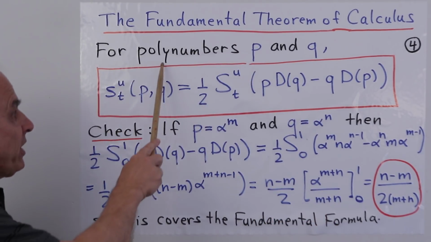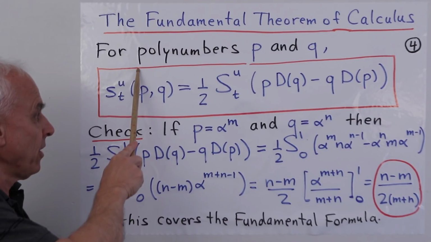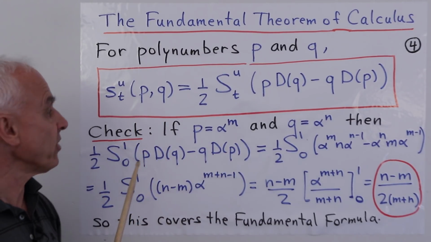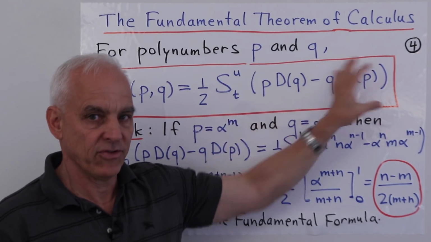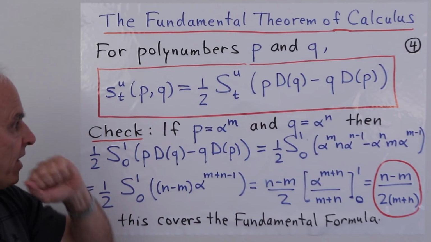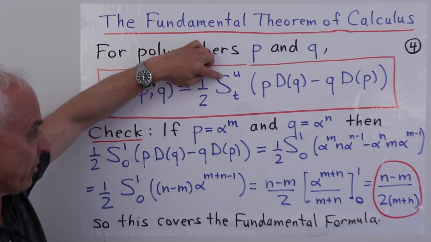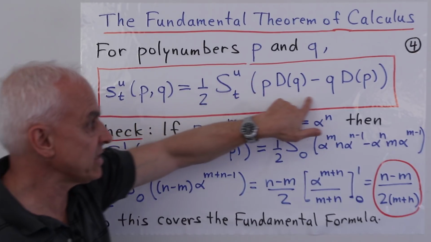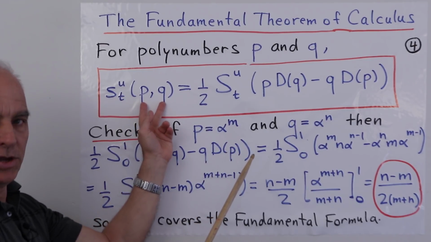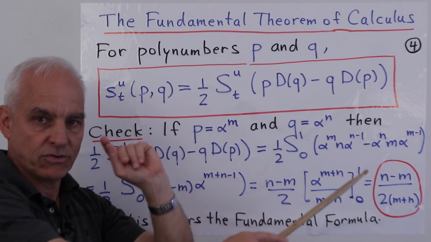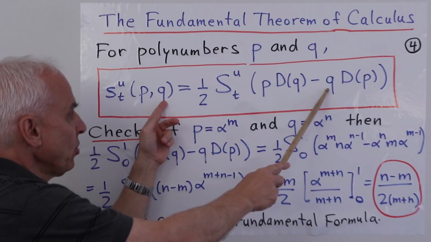Okay, so here is the fundamental theorem of the algebraic calculus, or for us, just the fundamental theorem of calculus. For polynumbers p and q, the signed area from t to u of the polynomially parametrized curve p, q is equal to this number. This is a number. Okay, what is this? This is 1/2, first of all. And then there's a relative integral, the Faulhaber integral, from t to u of this polynumber. And what's inside? It's a combination of p and q together with the Faulhaber derivative. It's p dq minus q dp.